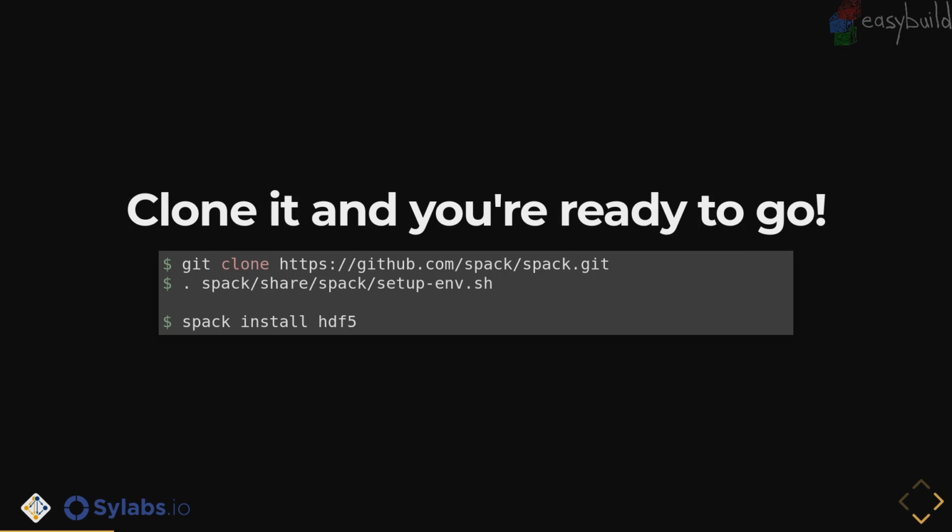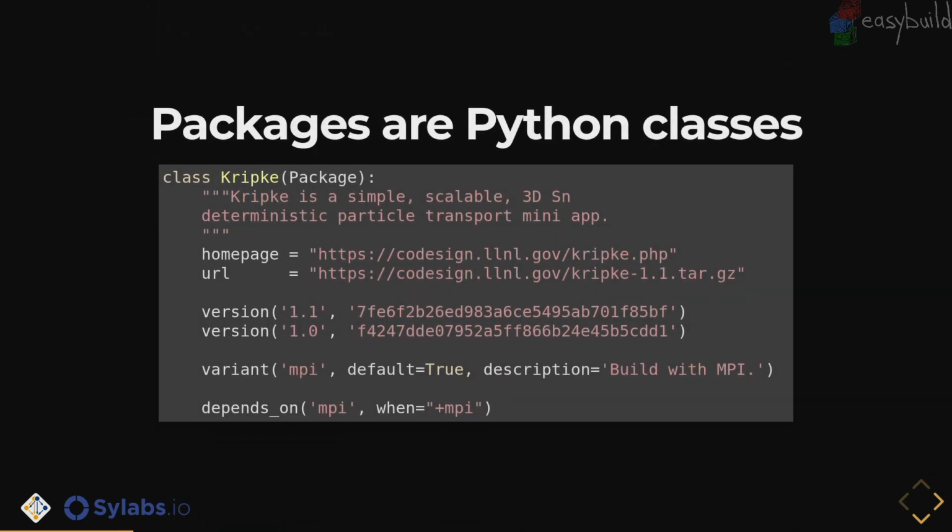And not only do we try to make it easy for users, we also try to make it easier for packages. Packages are Python classes. I would stress one difference here. A package in Spack describes all the build configurations for that package. So in this case, the class Kripke describes all the possible build configurations for Kripke. And in that sense, you could say that a recipe in Spack is a sort of template, as opposed to EasyBuild, where things are pinned down.